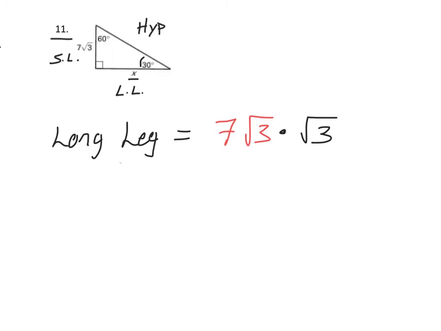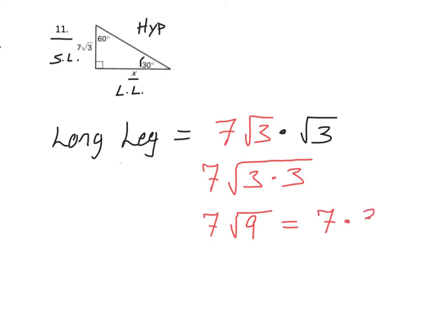Once again, I can only multiply my radicals together. So 7 is going to stay on the outside. So I'm going to have radical 3 times 3, which is going to turn into 7 times radical 9. Well, we can simplify radical 9. That's just going to turn into a whole number 3, which tells me that my long leg is 21. So x equals 21.